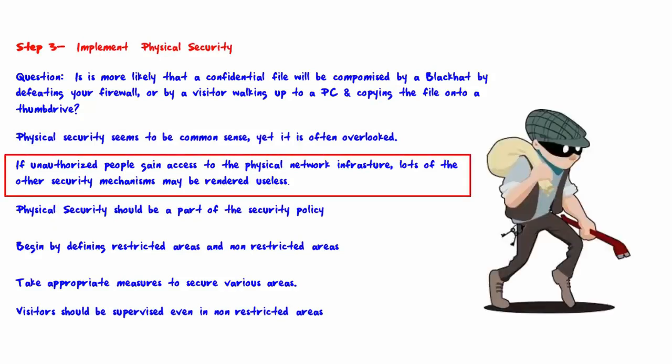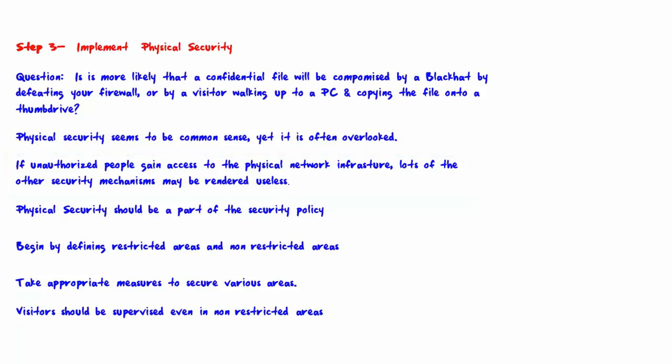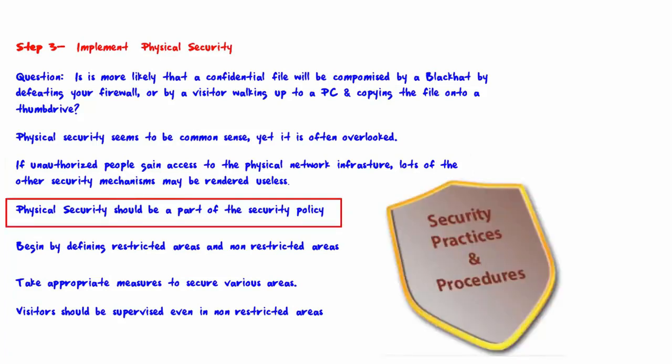If unauthorized people gain access to the physical network infrastructure, lots of other security mechanisms may be rendered useless. Physical access suggests at least the possibility of being able to bypass other security mechanisms. Physical security should be made part of your security policy, so make sure that you write that in.